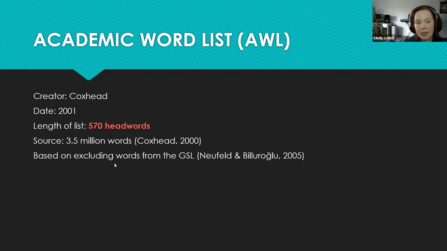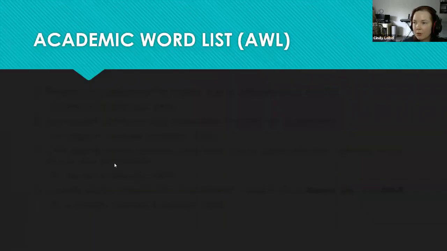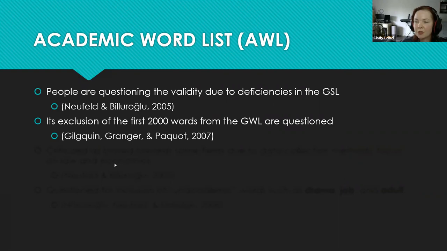Unfortunately, it also follows the UWL's habit of excluding words from the general service list. So it again gave weight and importance to the general service list. If something is there, then I won't put it in the academic word list. And as you might know, it focused on what we call tier two vocabulary, where it's not used in general speaking, it's just used in an academic context. But people are starting to question the AWL because of the deficiencies in the GSL, again, upon which it's founded. Its exclusion of the first 2,000 words really makes us question, well, did you take a look at those words? Should it maybe be included?